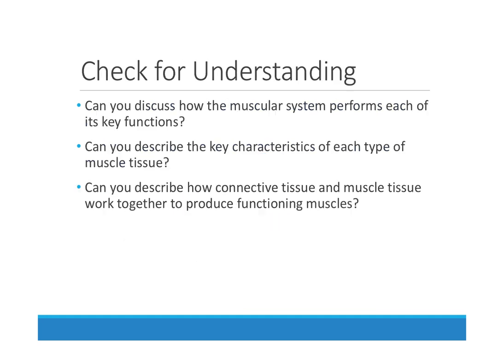So finally, do an individual check for understanding. Can you discuss how the muscular system performs each of its key functions? Can you describe the key characteristics of each type of muscle tissue? And can you also describe how connective tissue and muscle tissue work together to produce functioning muscles? If you're not sure about the answers, go back and find those sections in the video and listen again.